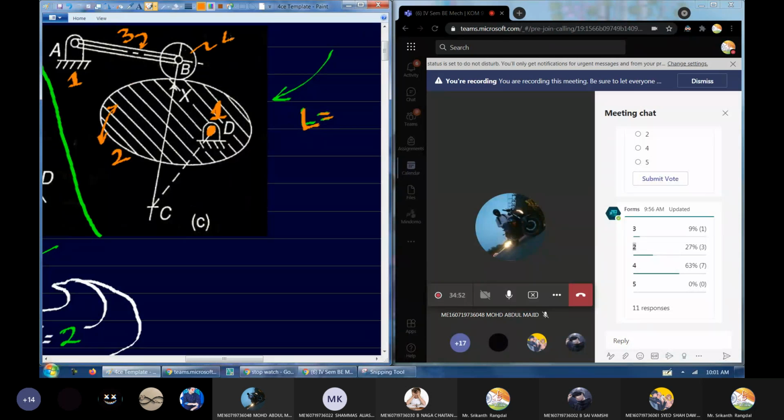The fourth link is the circle, because the circle is having a revolute joint. So it has the ability to rotate about that particular point. Correct. So there are a total of 4 links.